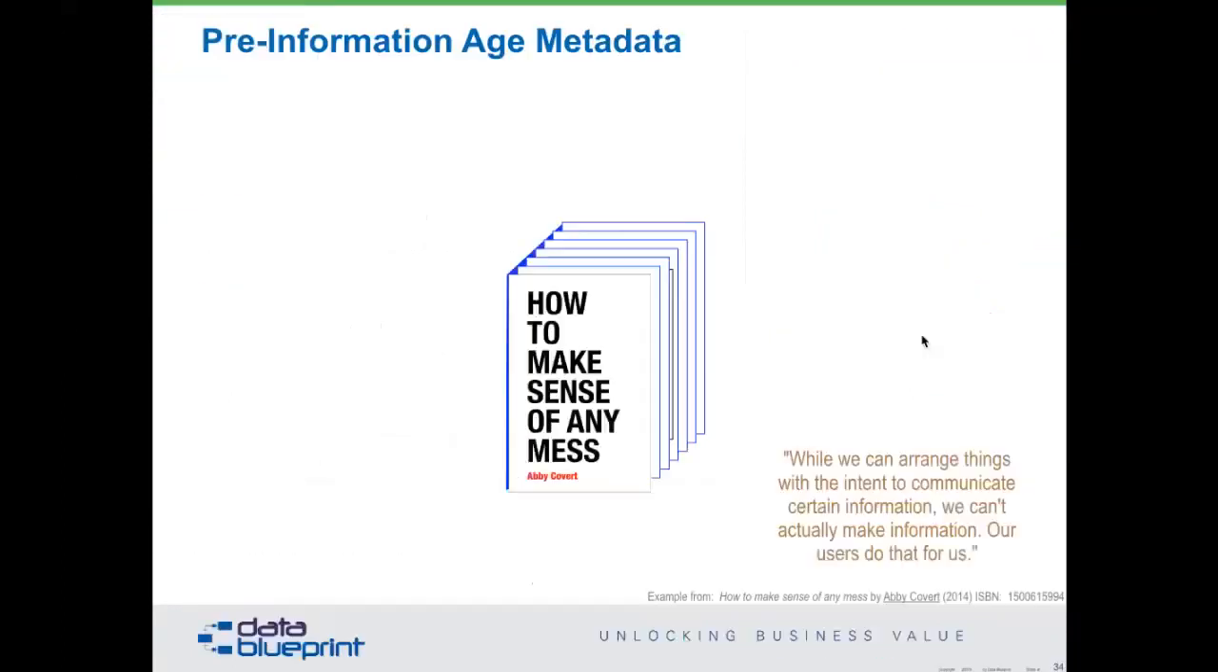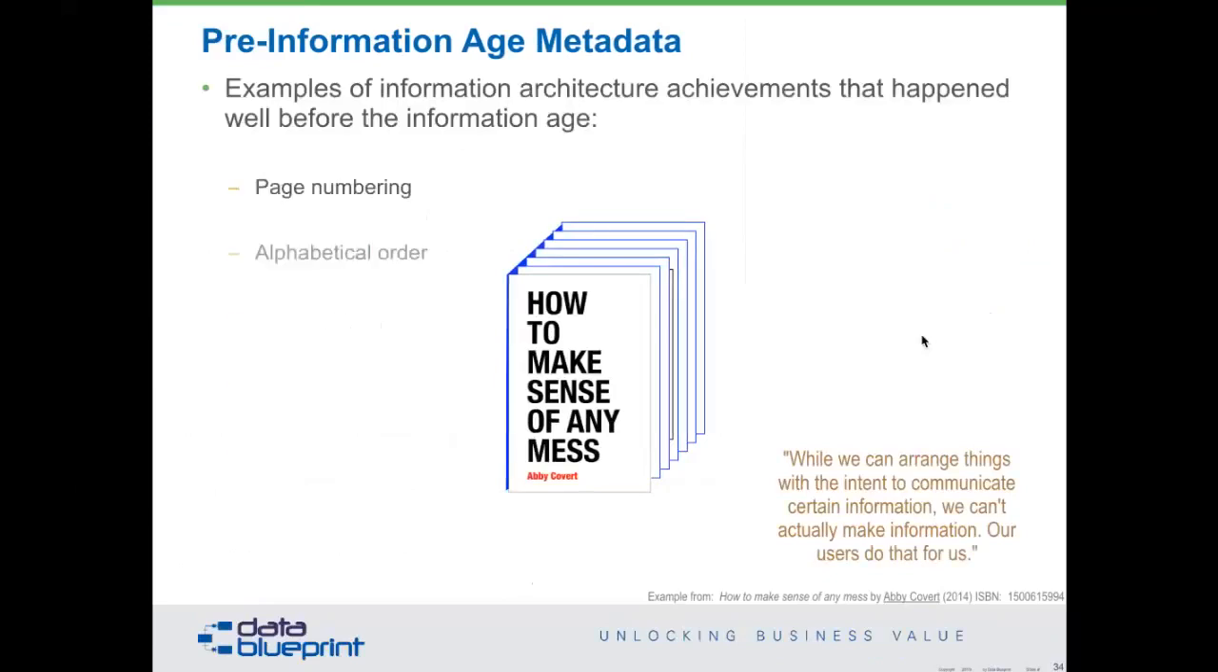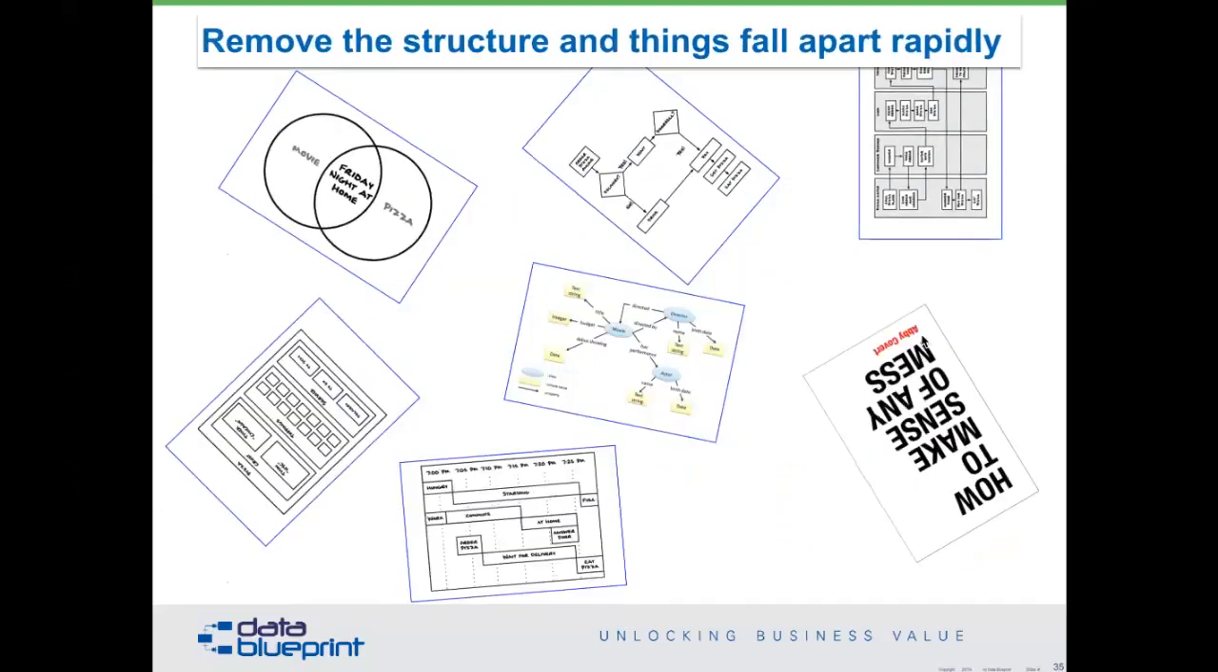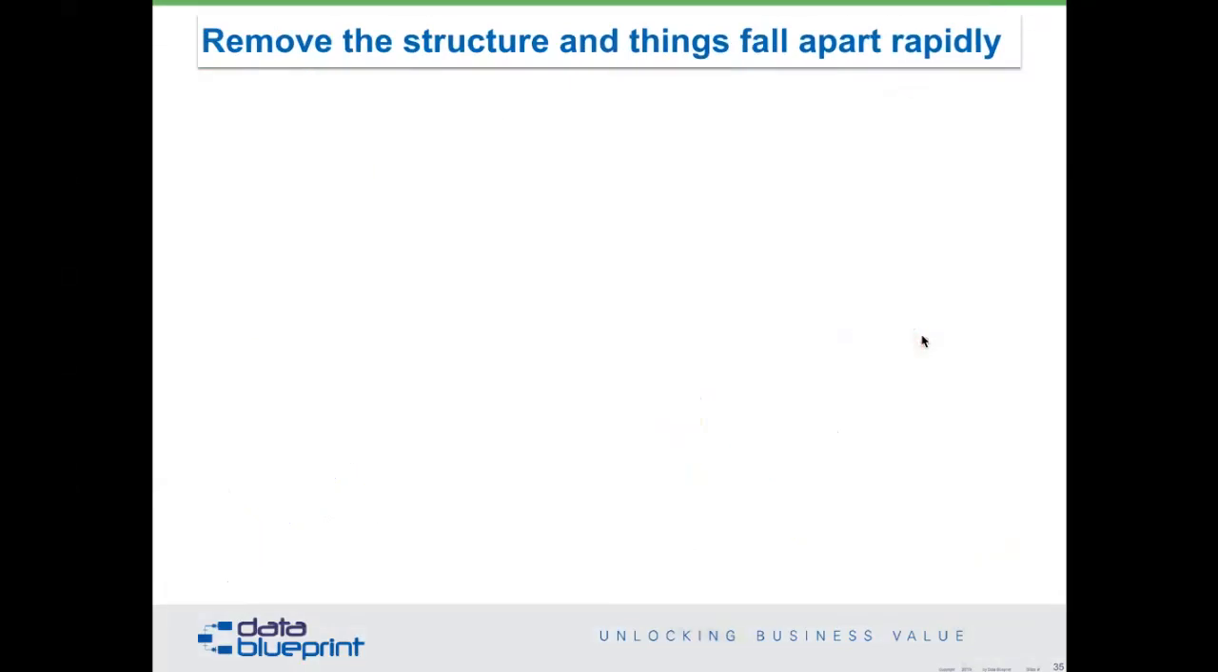Another example here. People often say, I don't really get metadata. I don't understand why it's valuable. So let's look at a book. We can arrange a book, and a book generally will have page numberings, alphabetic order of indexes, table of contents, lexicons, maps, diagrams, all sorts of things to tell us what's in the books. And we arrange things with the intent to communicate, but we can't actually make information. Users have to do that for us. But so too does the metadata help us. Imagine instead of the book, if I ripped the spine off of it and handed you a bunch of disjoint pages. Remove the structure, and things fall apart rapidly.